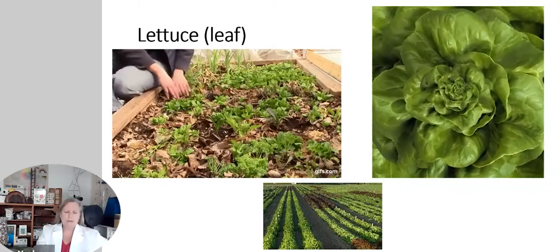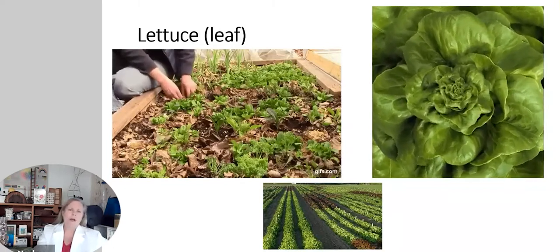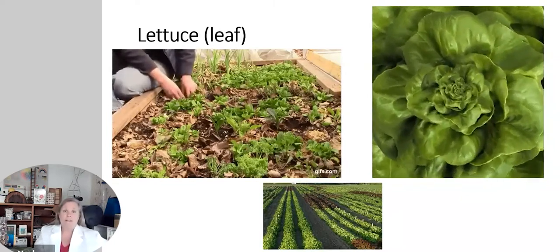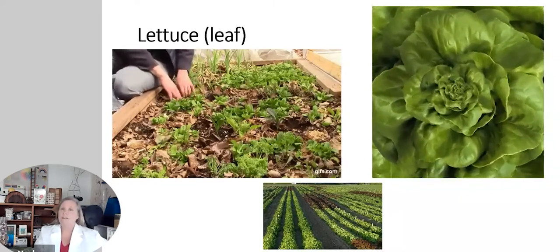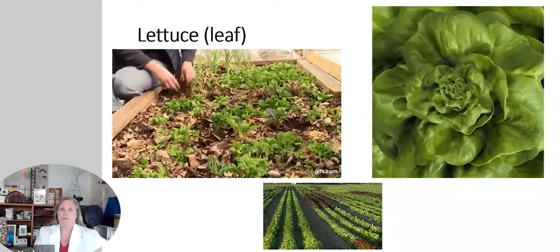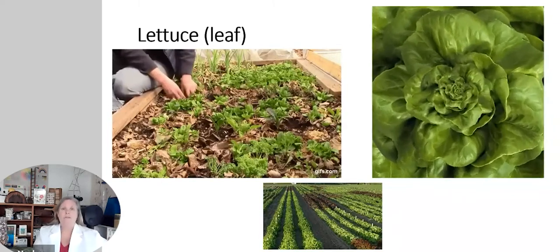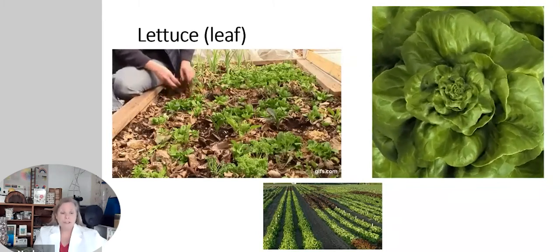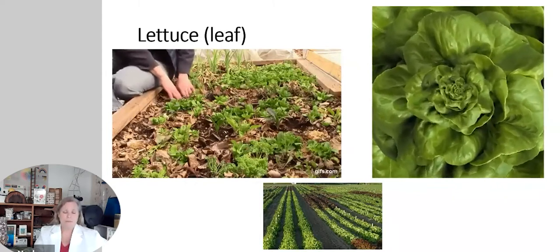Look at the bottom picture. You see all the different varieties. So if you go to the grocery store or the farmer's market, it's really fun to look at all the types of lettuce, all the different colors of green. There's green lettuce, romaine, iceberg, curly, red lettuce. There's just so many varieties.